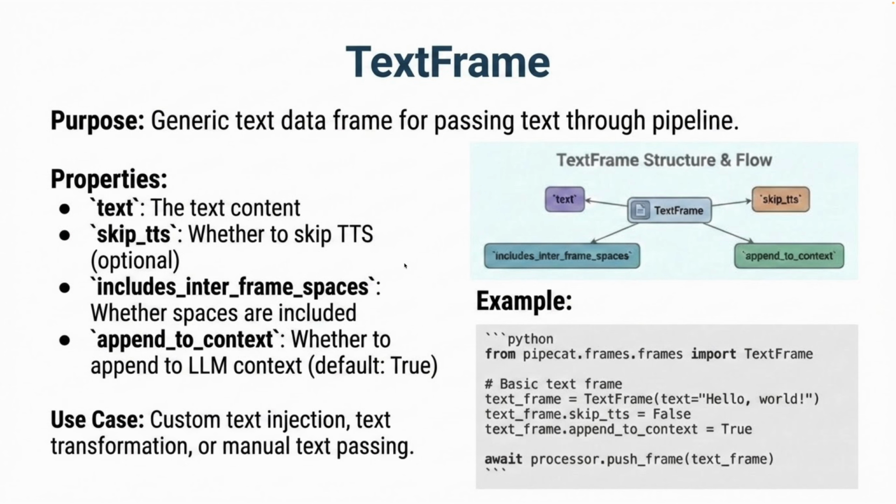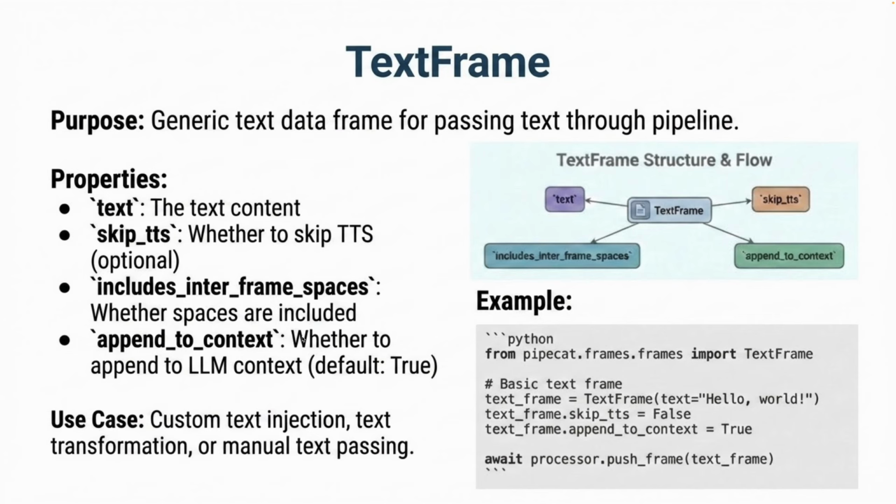Next we will first see the text frame. This is the generic text frame. It provides a simple, flexible way to inject or transform text in the pipeline. It is used for manual text injection, text pre-processing, or text post-processing, and mainly for non-LLM generated text. These are the different properties: text, skip TTS, whether we want to skip the TTS or not, and whether the interframe spaces are included or not.